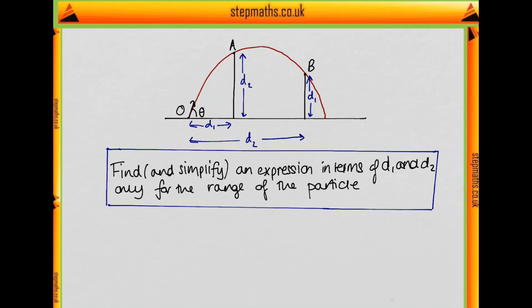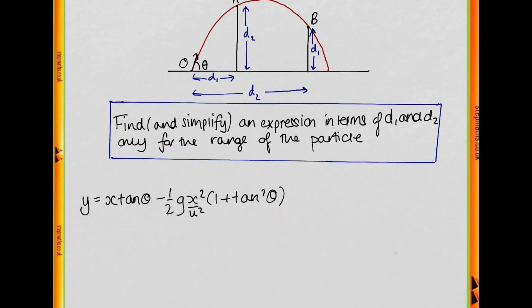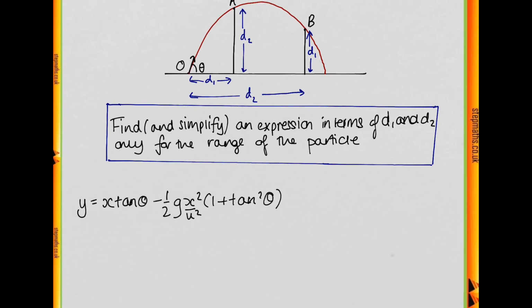For the next part of the question, we're asked to find and simplify an expression in terms of d1 and d2 only for the range of the particle. To find the range, we can do it in many ways, but once we've already obtained the Cartesian equation of projectile motion, it's best to use that. So here's our equation from before, and we need to find the value of x for which y is 0. There are two values because this is a quadratic: either x is 0, which is just the start, or x is the whole range.